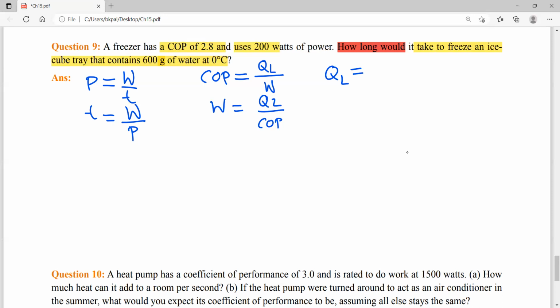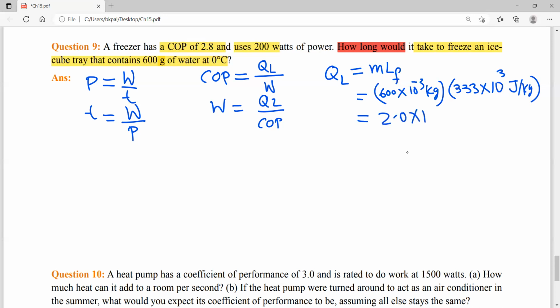And that's very simple. This is the equation: mass and the latent heat of fusion. So what is the mass? Mass is 600 gram, and 600 gram means this much kilogram. And the latent heat of fusion is 333 times 10 to the power 3 joule per kg. So this gives us 2 times 10 to the power 5 joule. So we know QL, so let's plug these values here.